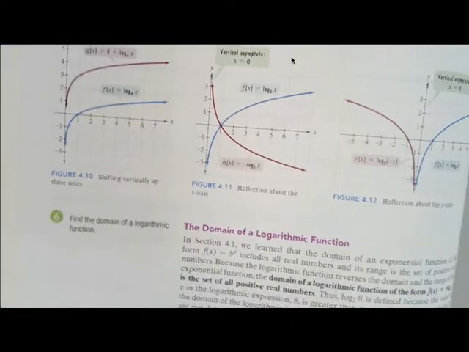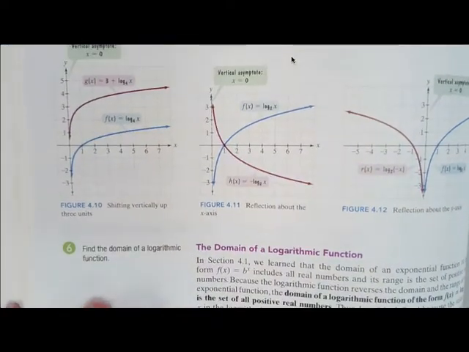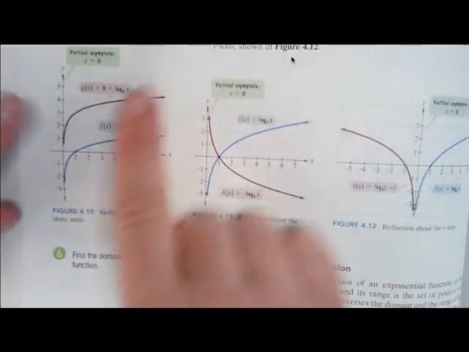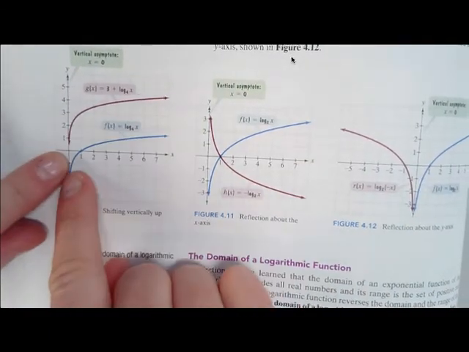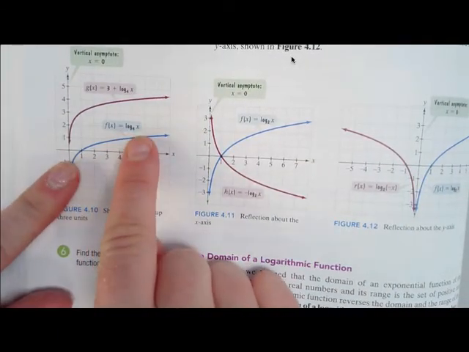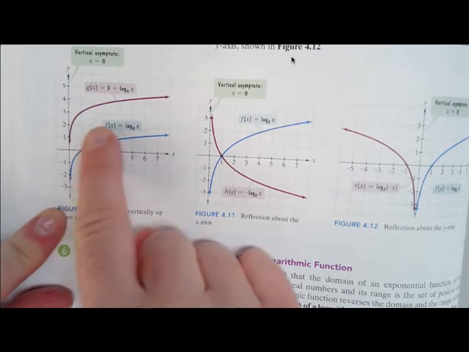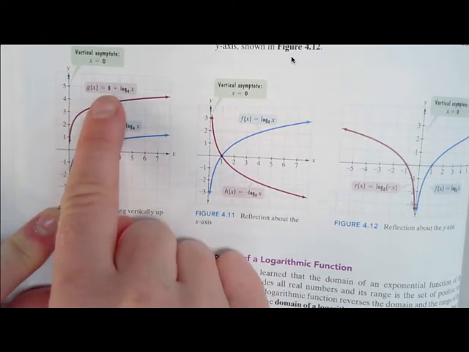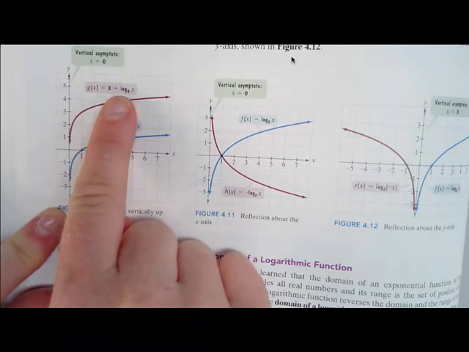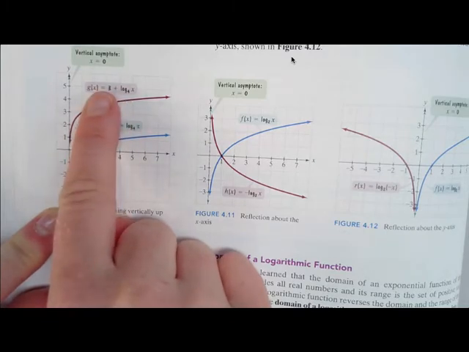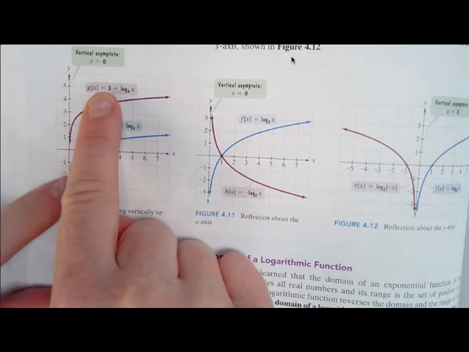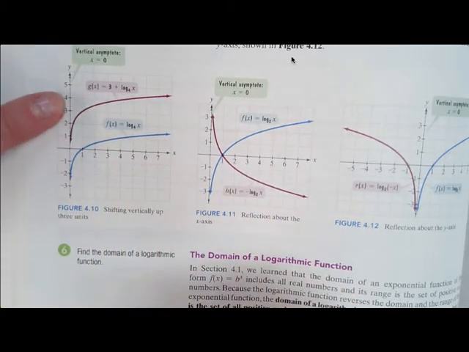Okay, so here are some examples of the transformations that happen. So here is log base 4 of x. So it goes through 1, 0, and here's the function. When you do 3 plus log base 4 of x, that 3 translates it up 3 units.